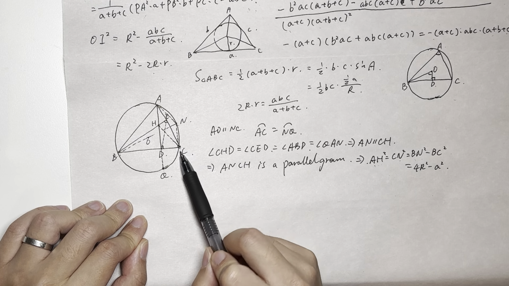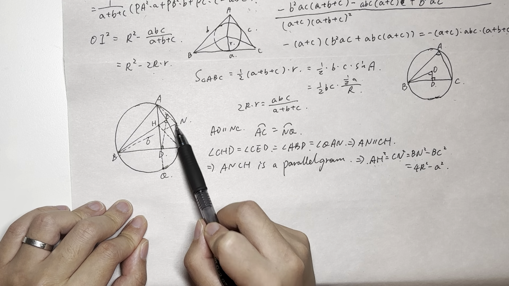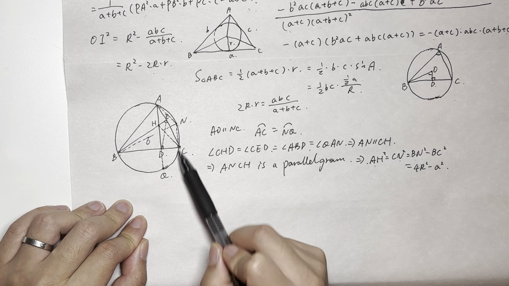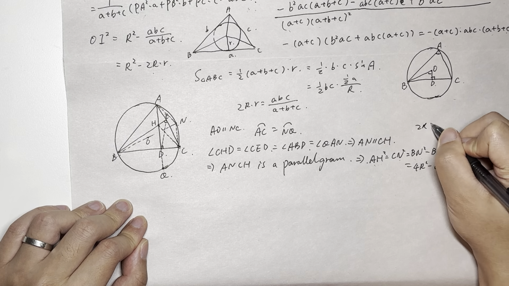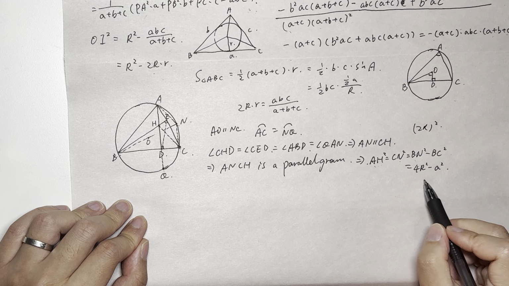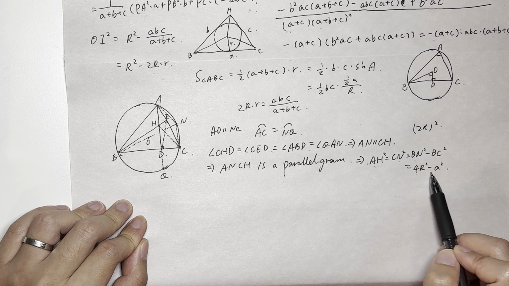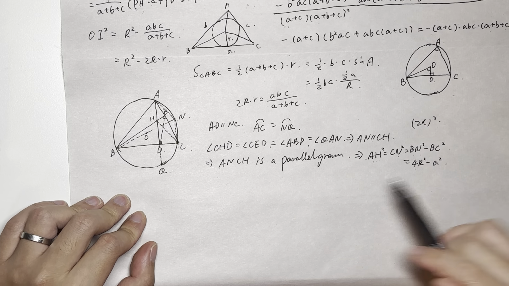And how can we calculate NC square? That's because BCN is a right triangle, so BN square minus BC square. BN is a diameter of the circumcircle, so BN square is 2R square, which is 4R square, right? And BC is a, so it's 4R square minus a square, right? That's AH square.